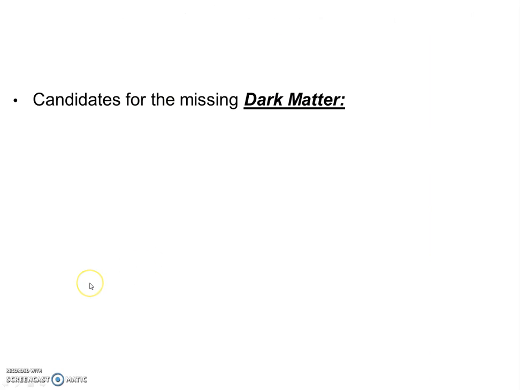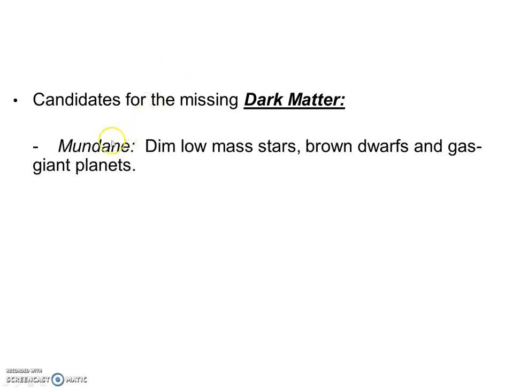So, what is the dark matter? Well, there are several candidate explanations. The mundane ones, the ones that aren't as exotic, are dim low-mass stars. Okay, we know that there are a lot more low-mass stars than there are high-mass stars, and so if you add them all up, they add up to a significant amount of mass. We don't think there's enough of them, though. They're hard to find, but in our solar neighborhood anyway, we don't see enough of them to come anywhere near close enough to the amount we need.